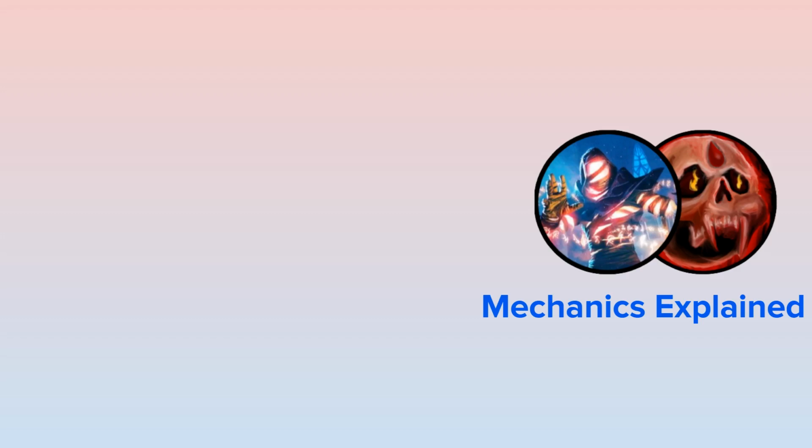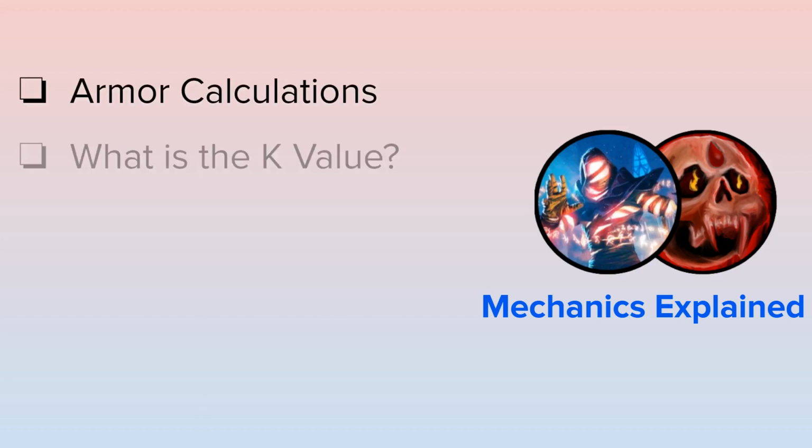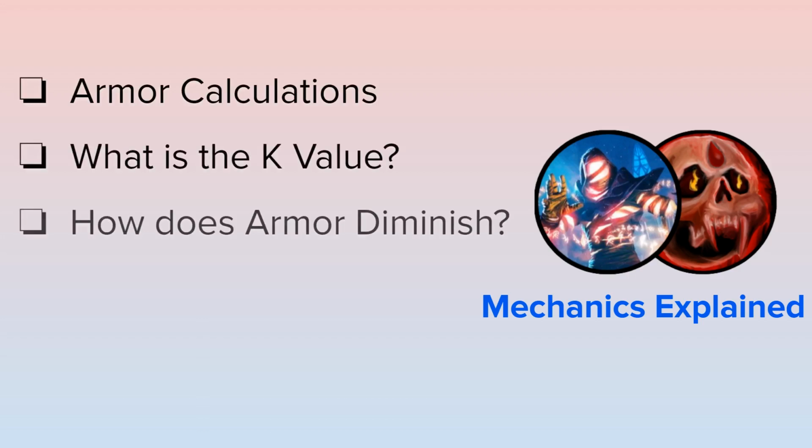Armor isn't overly complicated, but the game doesn't do the best job at explaining what is going on with it, and there are some weird aspects and calculations associated with armor, which I hope you will have a better understanding of after this video. In total, this video will review the basic calculations associated with armor. It will explain how the K value works. It will talk about how armor diminishes relative to other stats, and it will quickly go over the armor cap. We'll get started with the basic calculations.